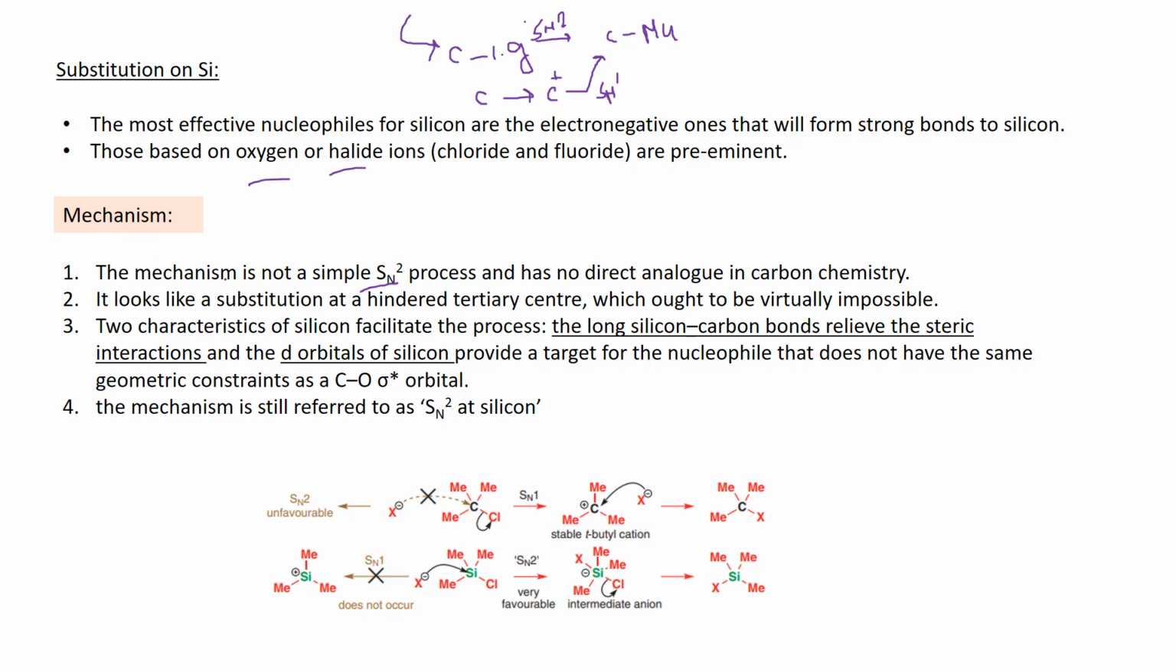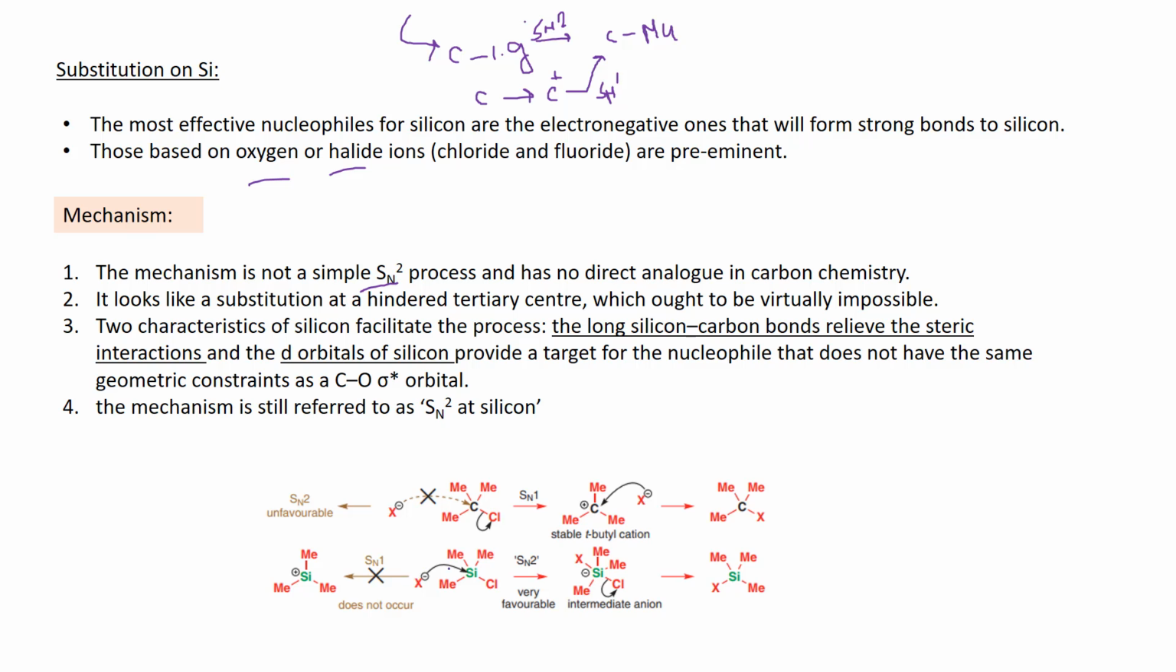So if this mechanism is not a simple SN2 process and has a direct analog in carbon chemistry, what will happen in the case of carbon chemistry? This will be SN2. But in the case of silicon chemistry, what will happen?